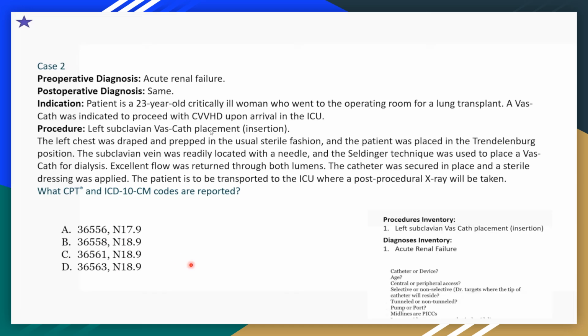Whenever we are reading the operative report, we need to highlight the important things. The procedure is left subclavian vas cath placement. Here they have given the vein, so we can find out whether it is centrally placed or peripherally placed. The diagnosis is acute renal failure. Age of the patient is 23. And then we need to check whether it is tunneled or non-tunneled. Here they haven't said, so we assume it is non-tunneled because usually they are supposed to mention it, and if it is not given, we can assume non-tunneled. Pump and port is not mentioned.